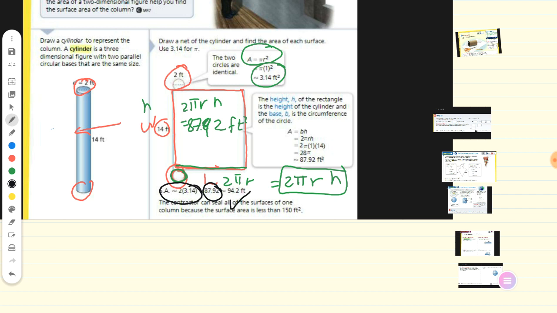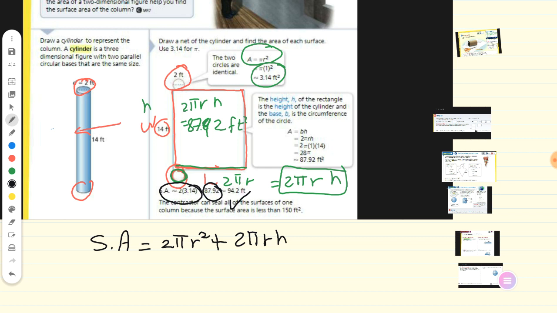So you know now where we get this rule. Actually, this rule, surface area, equals 2 pi r to the power 2, which is the area of the two circles, plus the area of the rectangle, which is 2 pi r h.